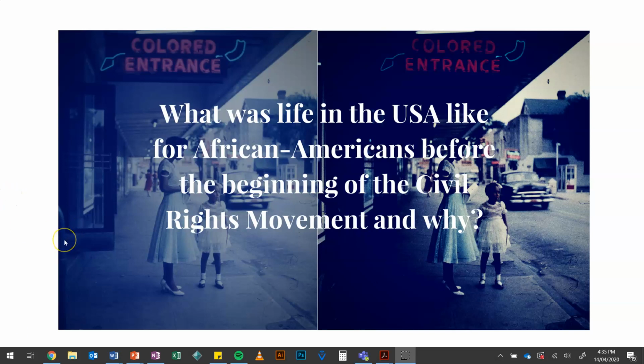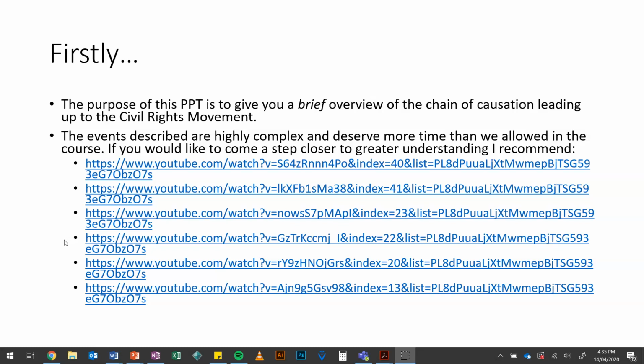So it's important to note that we can only really give you a brief overview of the chain of causation leading up to the civil rights movement. There were some very specific events that happened in even the century prior to the civil rights movement that contributed to segregation becoming legalized and the civil rights movement responding to that.